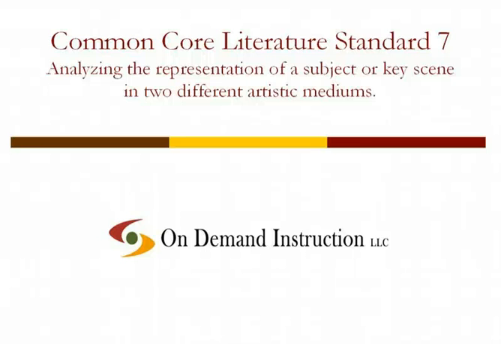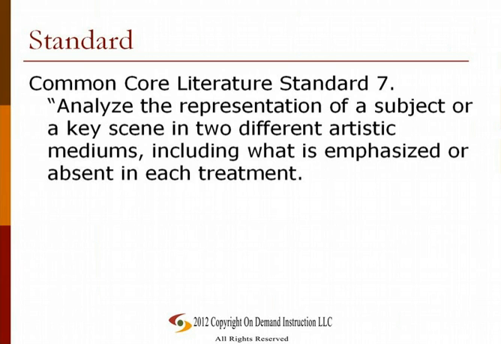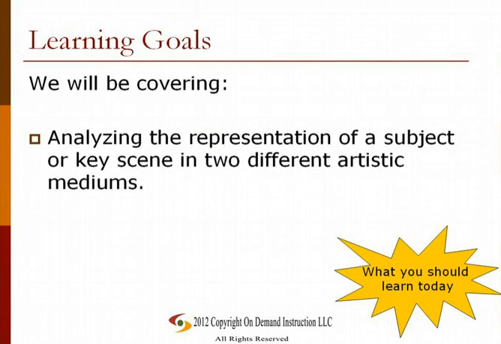Welcome to this video on Literature Standard 7. We will discuss analyzing the representation of a subject or key scene in two different artistic mediums. We will be covering the core standards in literature. Analyze the representation of a subject or key scene in two different artistic mediums, including what is emphasized or absent in each treatment.